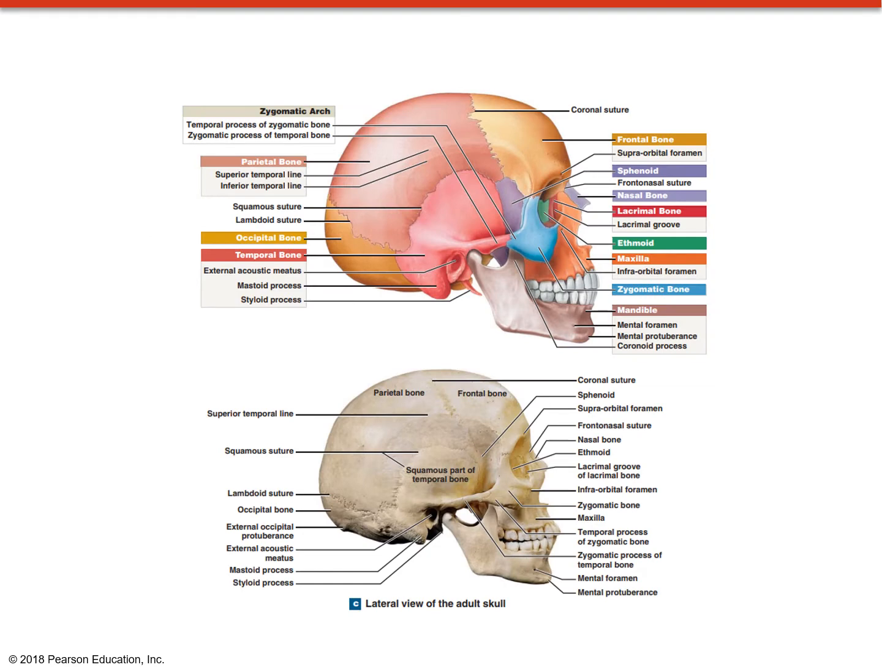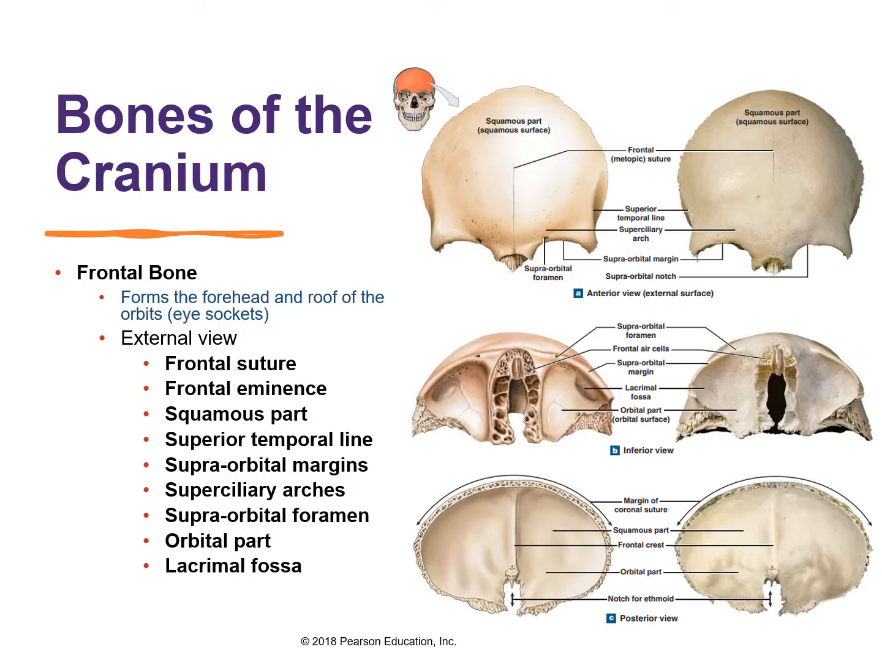And here you can see the parietal bone right there, and you can also see the superior and the inferior temporal lines right there as well. Going more anterior, of course, we have the frontal bone. That's going to form the forehead and the roof of the orbit, so those eye sockets, right?